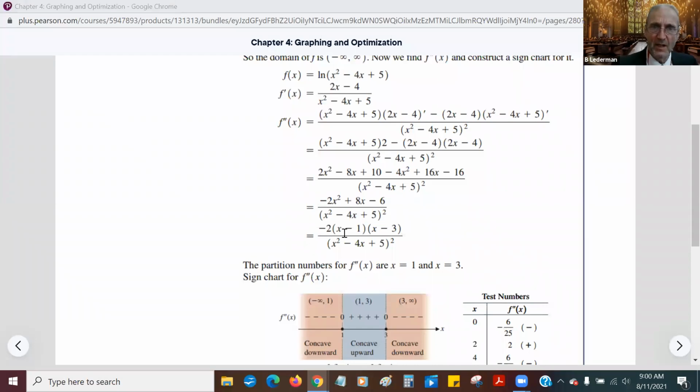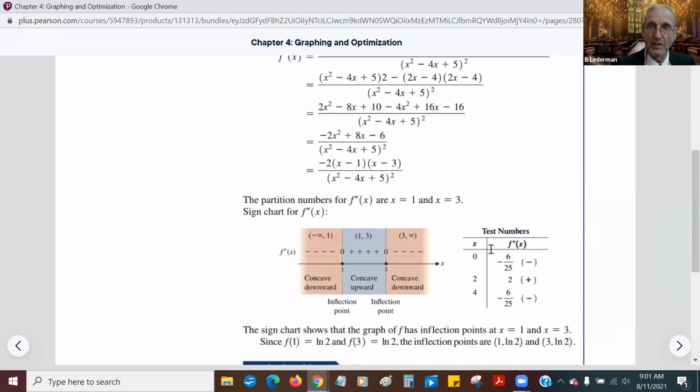Now once I have x minus 1, x minus 3, that tells me that my partition numbers are going to be x equals 1 and x equals 3, because those are the things that make this top guy 0. Like I said, the bottom is never 0, and in fact, it's always positive. So it's almost like a non-factor in the sense that it doesn't affect the positivity or negativity. Anyway, let's get a couple of test points. Since 1 and 3 are the partitions, we'll look at 0, 2, and 4.